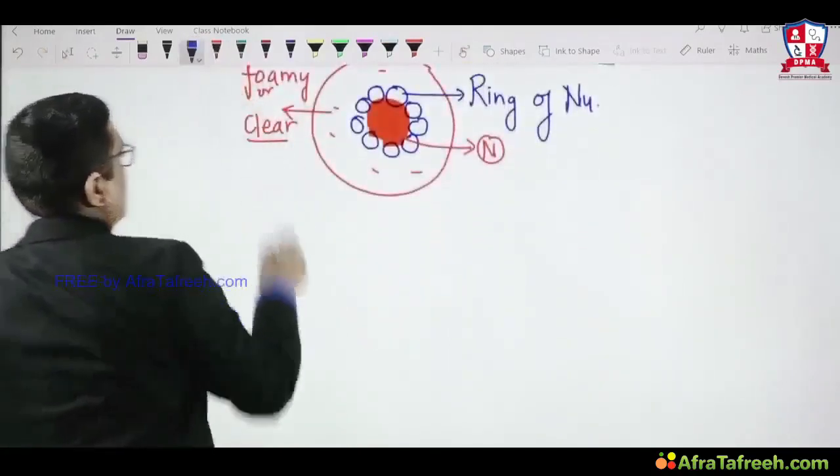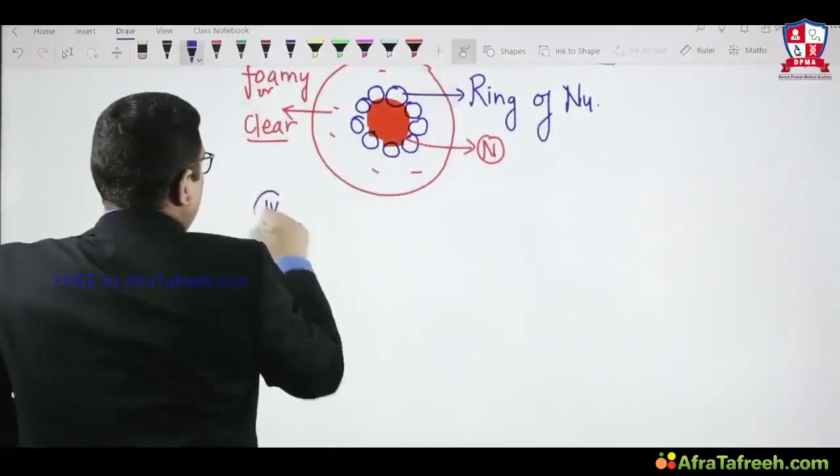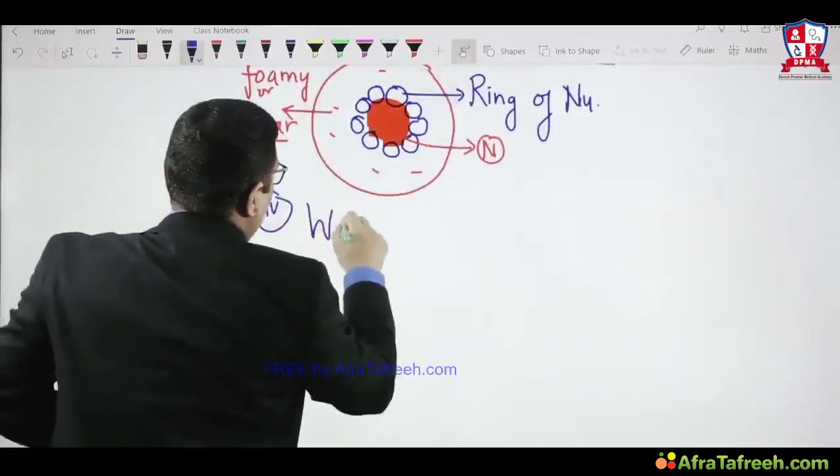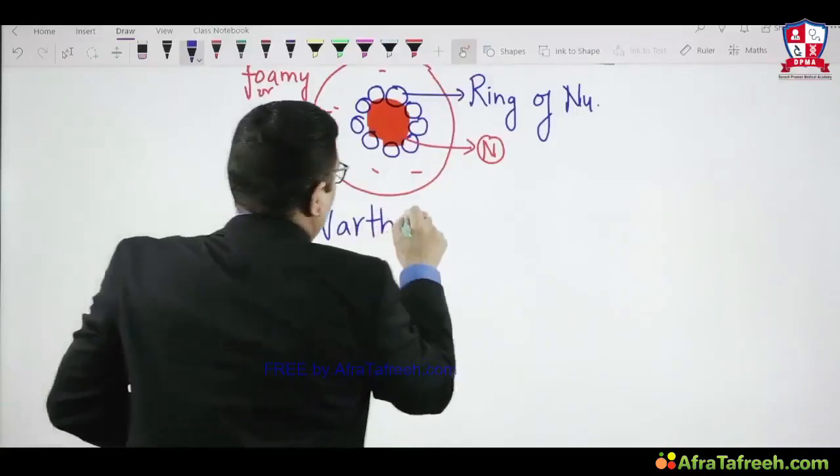The fourth one is a previous year All India question, that is called the Warthin-Finkeldey giant cell.